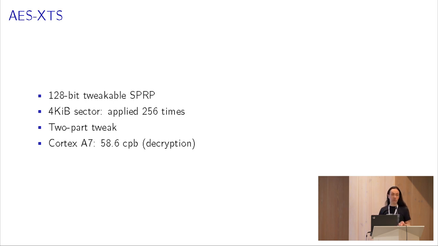An example of a tweakable super pseudo-random permutation is AES-XTS. And this is what we use on modern file-based encrypted devices. To encrypt a 4 kilobyte sector, we simply apply AES-XTS 256 times in parallel units. The tweak comes in two parts: a part for the offset of the sector, and a part for the offset within the sector. However, on the devices we target, we see performance of around 59 cycles per byte, which is like 20 megabytes a second, which is way too slow for our users' experience. If they're loading an app or something, it takes visibly too long, so we can't expect that. Our users won't accept it.